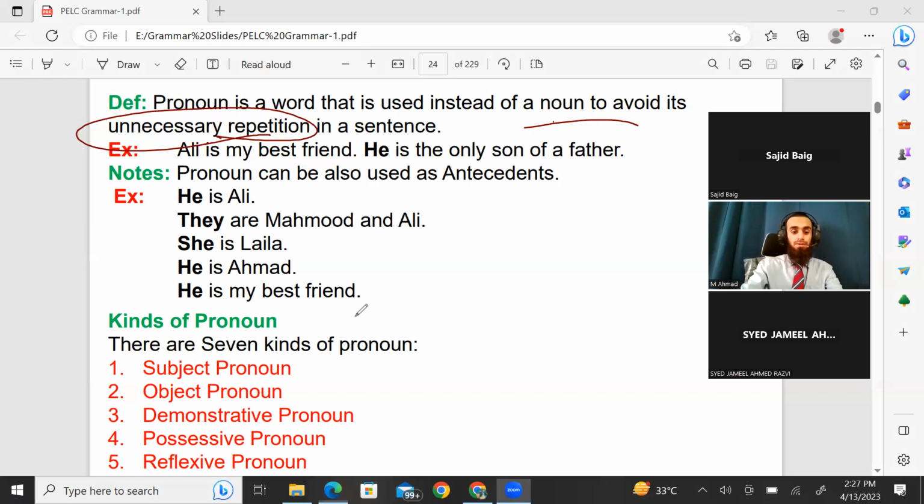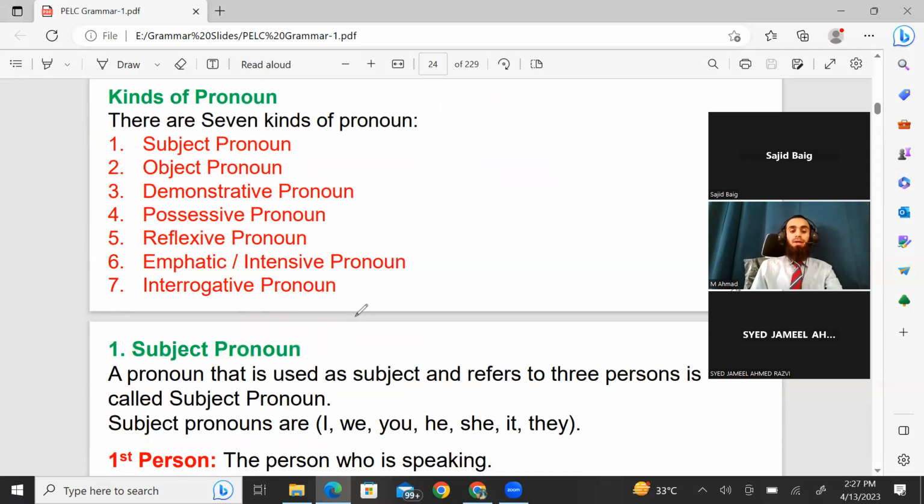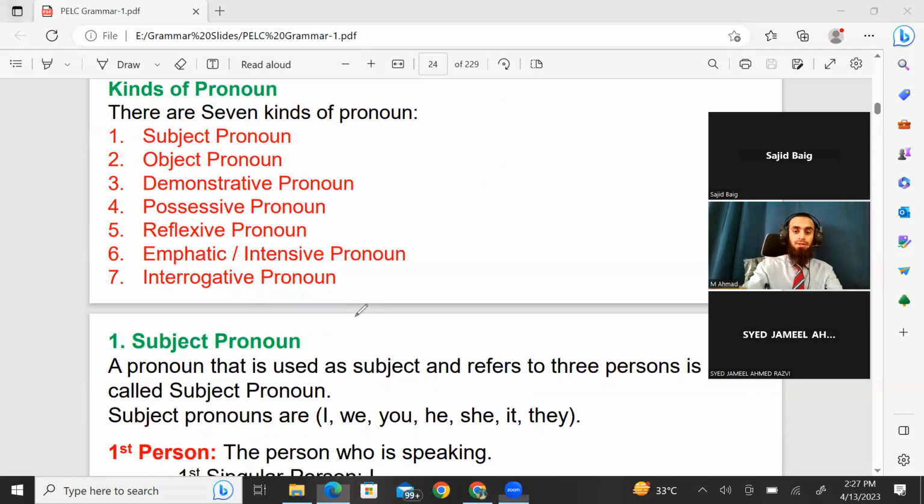Next, we have they, she, he. These are all called personal pronouns in English grammar. Now we have some kinds of pronoun. The definition is, I hope, clear to you; there is nothing explanatory in the definition. So now, in the kinds of pronoun we have subject, object, demonstrative, possessive, reflexive, emphatic, and interrogative pronouns, right?